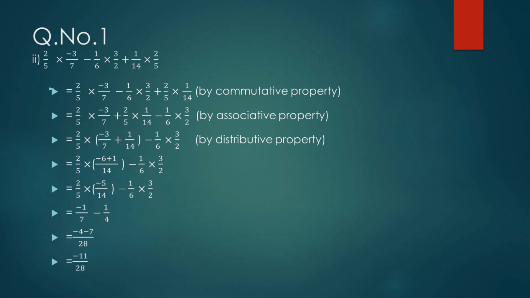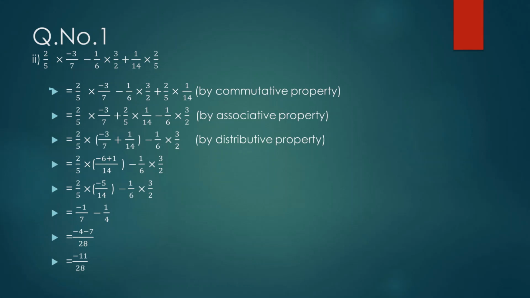2/5 × (-3/7) - 1/6 × 3/2 + 2/5 × 1/14. Now, next, what property can we use? We can regroup the numbers, isn't it? Here 2/5 × (-3/7) is there, and last 2/5 × 1/14 is there. Both of these we can take together, so by using the associative property, we are regrouping the numbers like this.